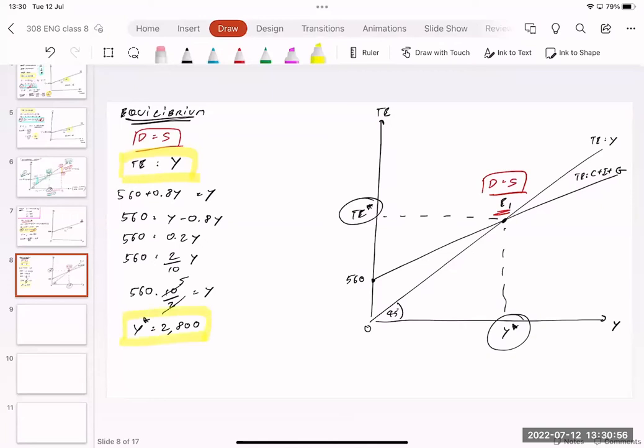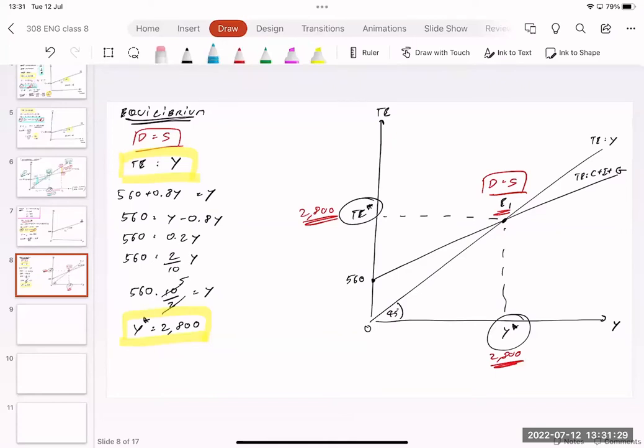This is what I have. So I know right now that at the equilibrium point, Y star equals 2,800, and total expenditure also equals 2,800. Demand equals supply at the equilibrium point. So far so good. Not only the equilibrium point, I can also calculate every point I want.